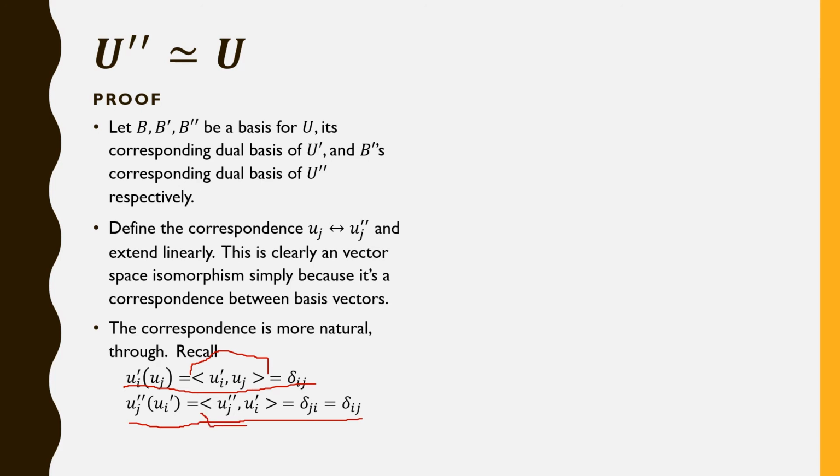And you get this little angle bracket here, which gives a delta ji, but delta ji is the same as delta ij, because remember the Kronecker delta really just basically represents the identity matrix. What this shows is that the uj, if you think of the uj as being the actor here, it acts on the ui prime the same exact way the uj double prime does. They both hand back delta ij.